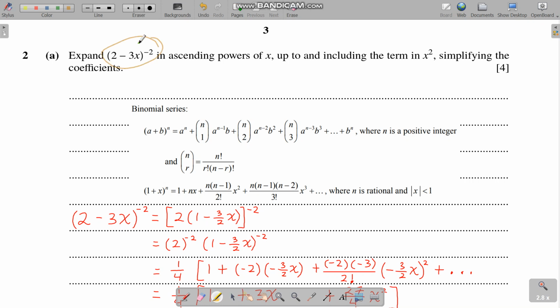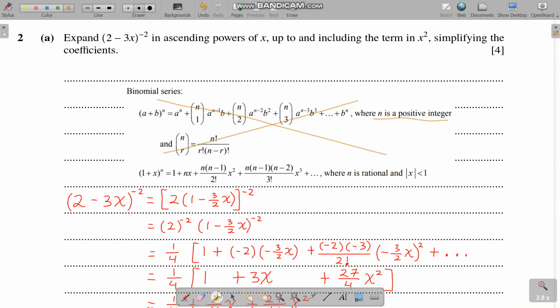Expand up to x squared. So first of all, in the MF19 we have two formulas, but we cannot use this for paper 3 pure 3. This is for paper 1 pure 1 because the n must be positive integer, but the n we are dealing with here is a negative number.